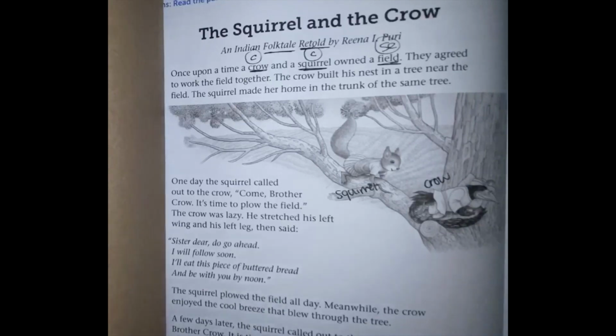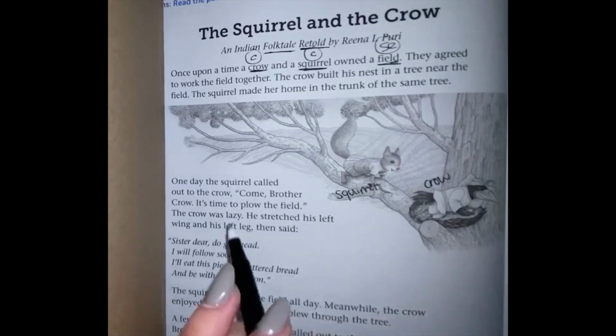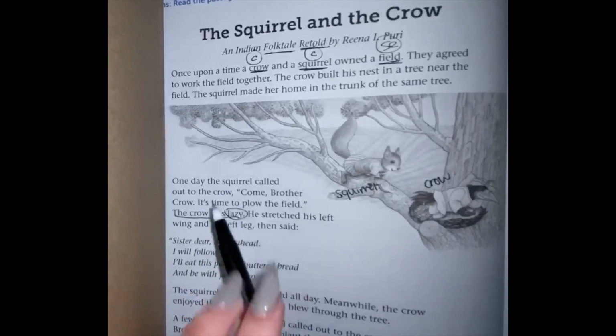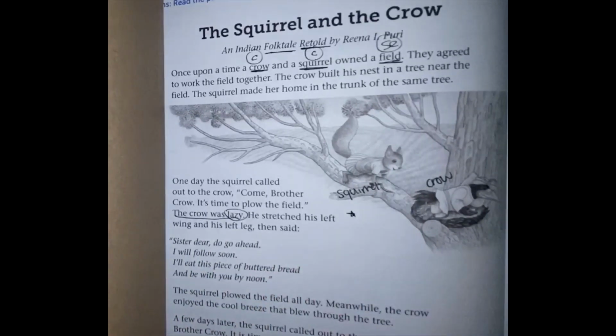I'm going to pause real quick. So I have a character description here. It tells me that the crow was lazy. So I'm going to put a little star next to that. Can you tell me what the word lazy means? What do you think the word lazy means?